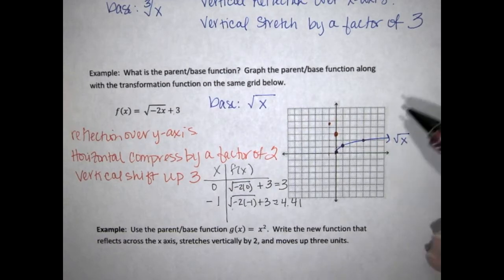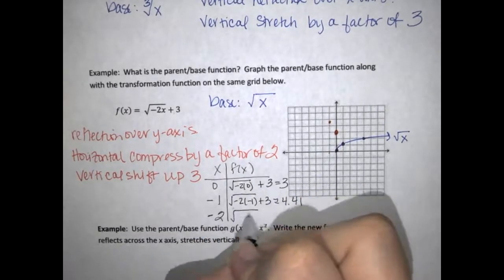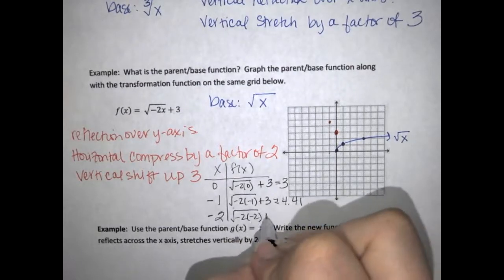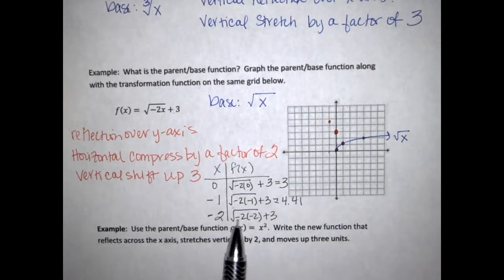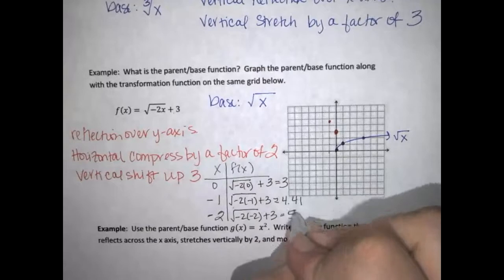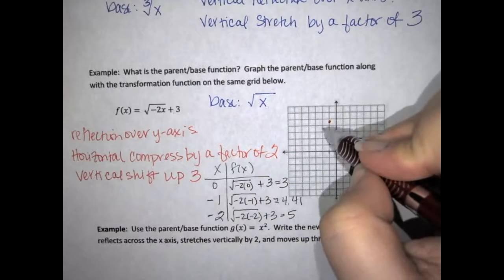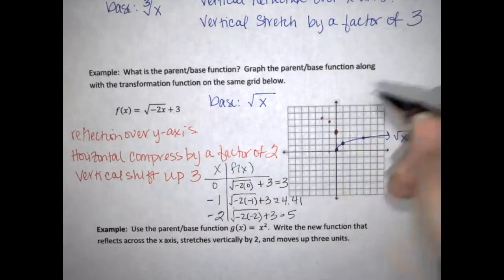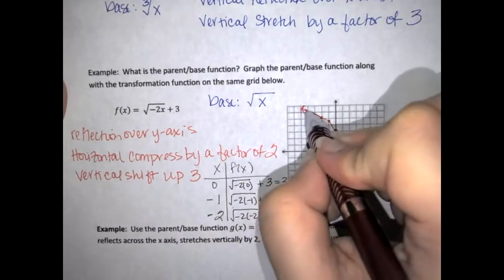I don't know, we could use about negative 2. So here this would be the square root of negative 2 times a negative 2 plus 3. Negative 2 times negative 2 is 4. The square root of 4 is 2 plus 3 gives you 5. So here, over at negative 2, we're up 1, 2, 3, 4, and 5. Okay. So what you would notice is that your new graph would be something about like this.